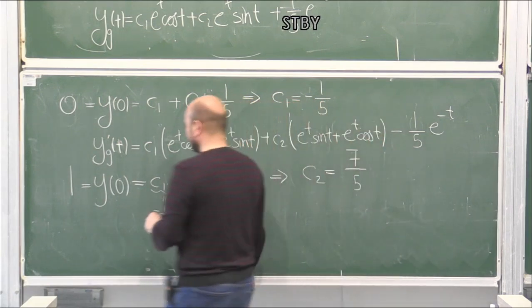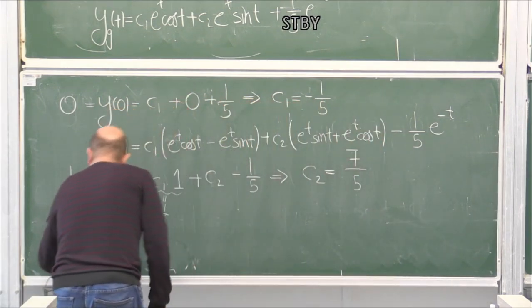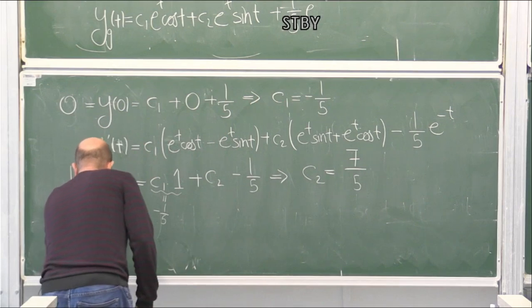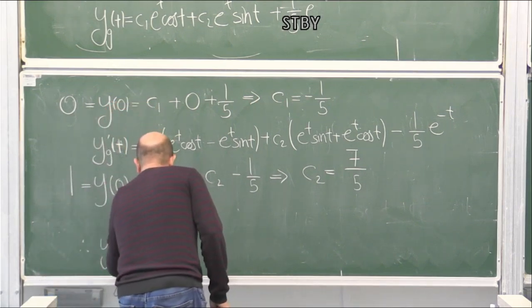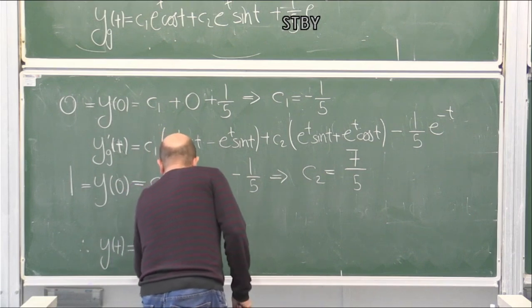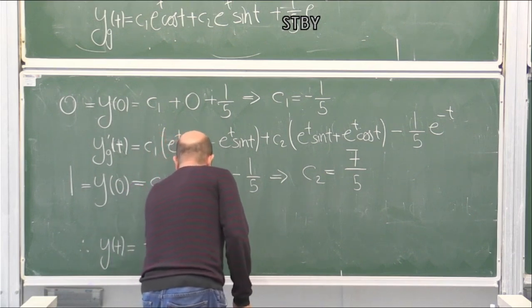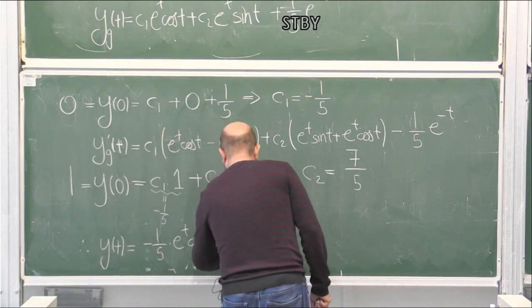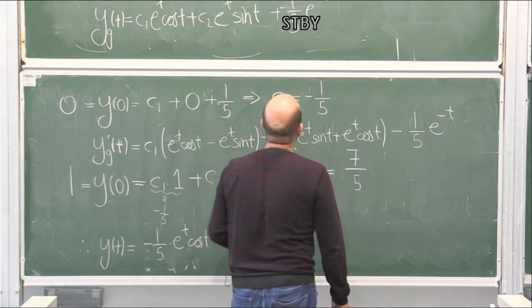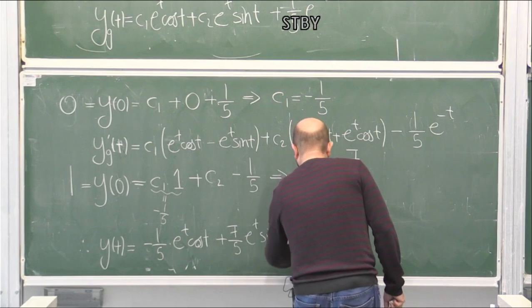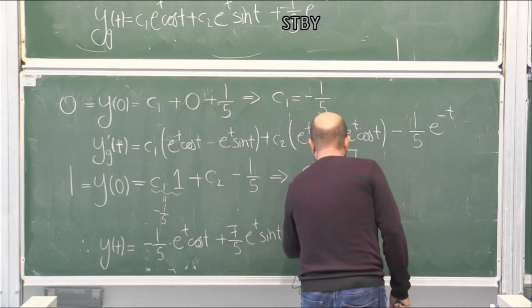So now we can finish the problem. The solution we are looking for is negative 1 over 5 times e to the t cosine t, plus 7 over 5 e to the t sine t, plus 1 over 5 e to the negative t.